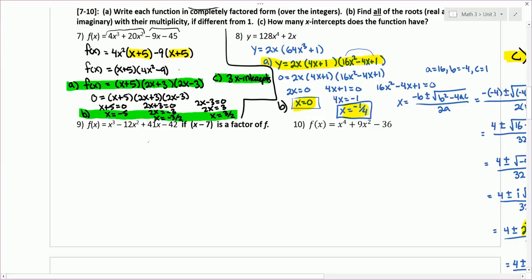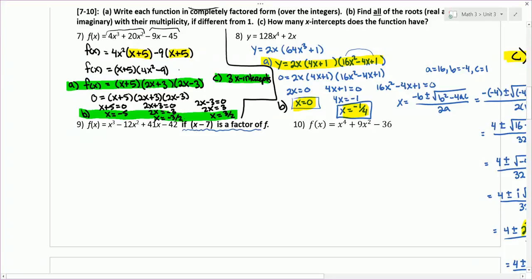Factoring by grouping is just a tool that we can try to use, but sometimes these tools don't work, so we can try, but it doesn't work. That's why they're giving us this second piece. They're telling us what one of the factors is. So if we know what one of the factors is, we can end up dividing our polynomial by x minus 7 to get the rest of the factorization.